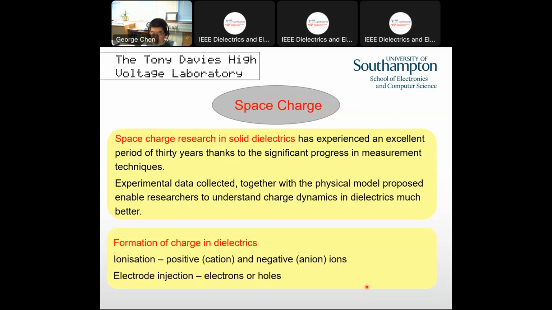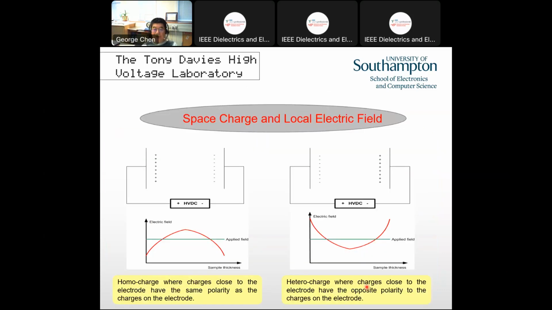And so here I'm going to explain why we are interested in space charge. To answer this question, we mainly look at the impact of the space charge on the local field. Here I'll give two examples.